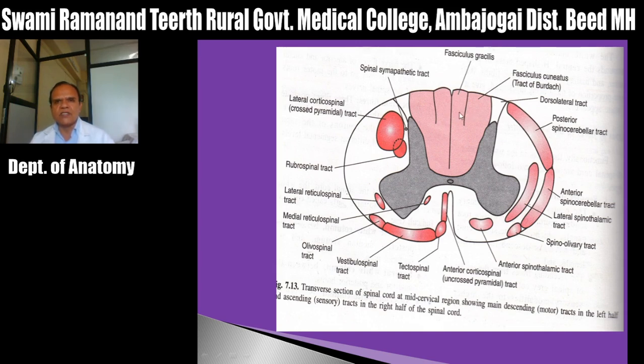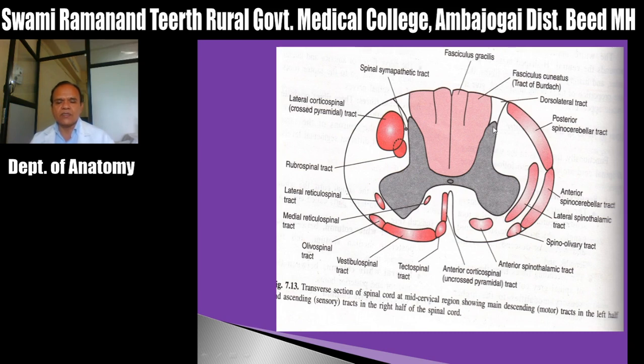And in this posterior funiculus, the tracts of Goll and Burdach, that is the fasciculus gracilis and fasciculus cuneatus, are located. Whereas in the lateral funiculus, can you see here the various tracts, the anterior spinocerebellar tract, posterior spinocerebellar tract, and then the spino-olivary tract, and then anterior spinothalamic and lateral spinothalamic tract. These are located here, and this is the anterior funiculus. Here you can have the anterior corticospinal tract, tectospinal tract, vestibulospinal tract, and medial reticulospinal tract. All these together are located in the anterior funiculus.